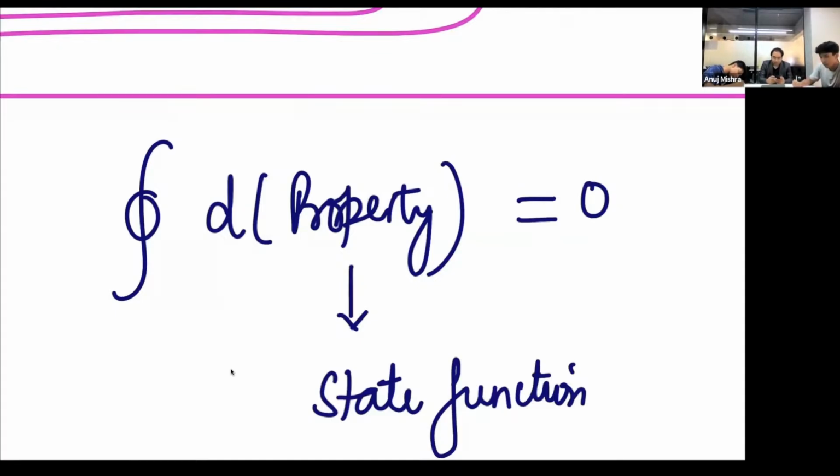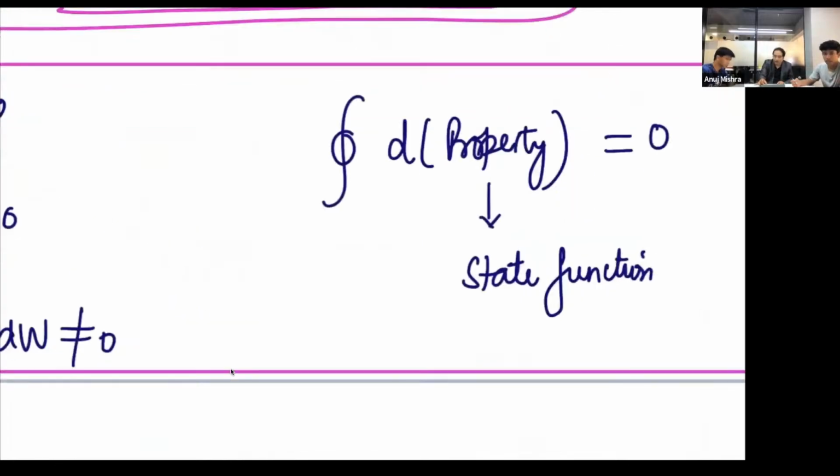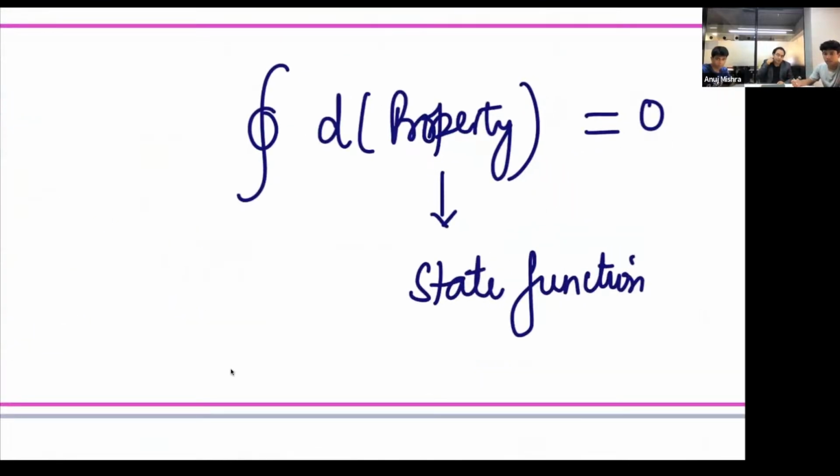So what is the cyclic integral? How does it differ from a normal integral? A normal integral is, let's say you are doing integration, you get the limits, this to this. Cyclic means over the complete area which you have shown there. So this is for the whole area which we have mentioned here, right? So cyclic integral d property is equal to 0. That means this particular property is a state function.